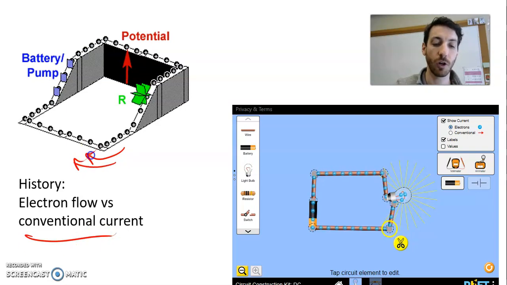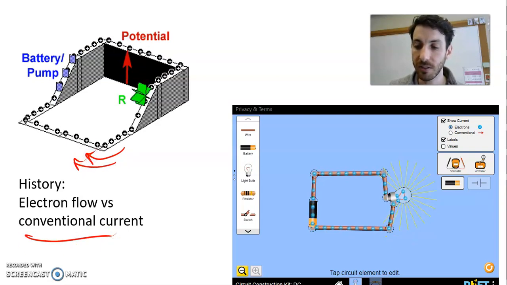When you have positive charge flowing, you'll notice in this simulation, we can change from conventional current to electron flow. It's going to change the direction of the current, but it's not going to change any of our calculations. So for the purposes of this video, we'll be sticking with electron flow. But just know when you see diagrams like this, that's what it's referring to: the positive charge carriers, or conventional current.